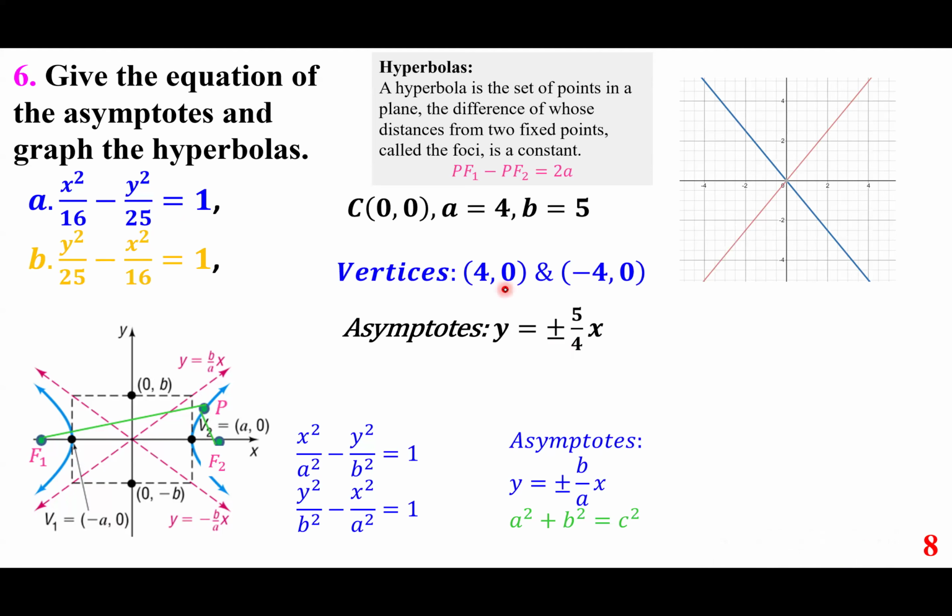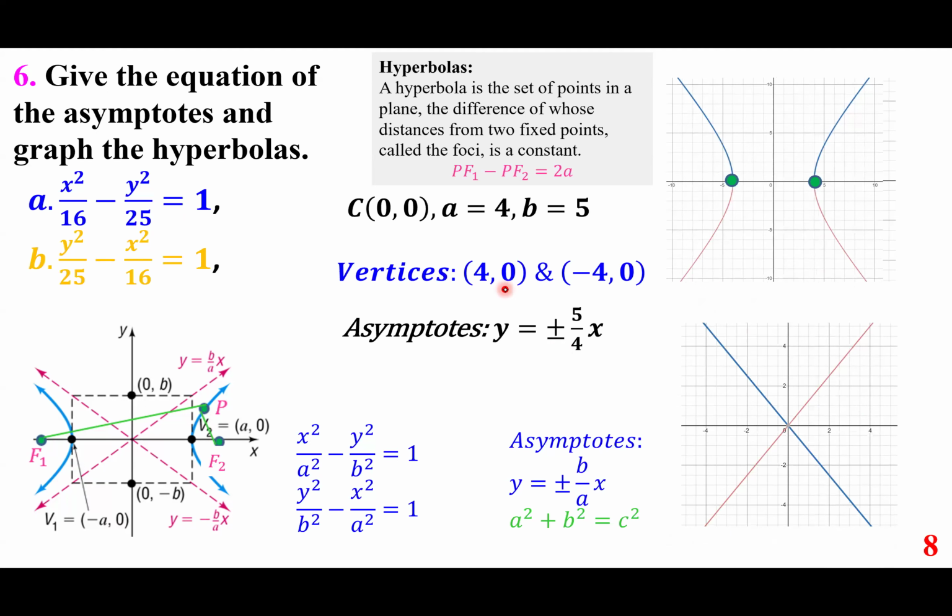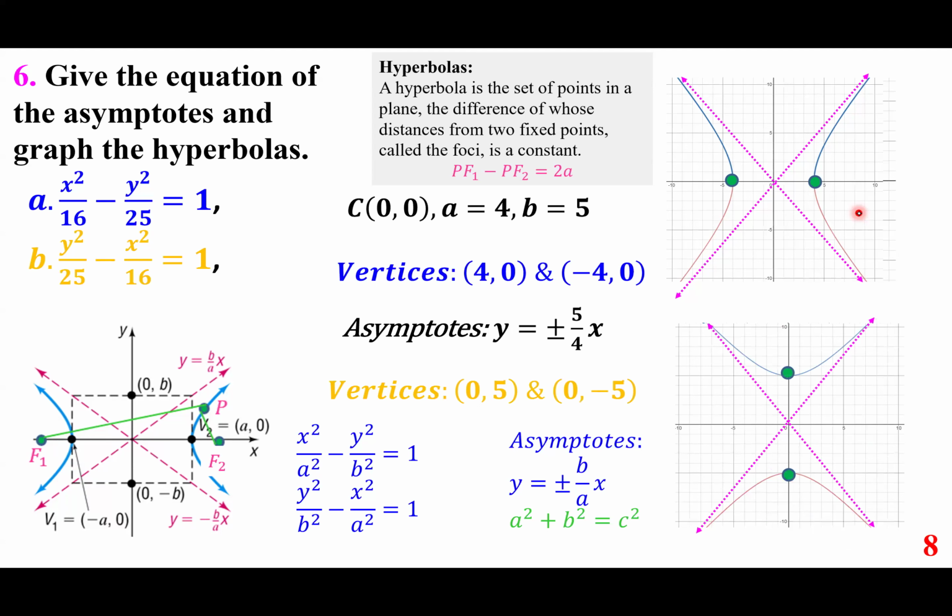This one has vertices at 4, 0, minus 4, 0. And those are the graph. This one has vertices, because the coefficient of y squared is 1 over 25 in positive, at 0, 5 and 0, negative 5. Those are the vertices, and those are the asymptotes. That's the graph. That's the way it looks. Okay, very straightforward.